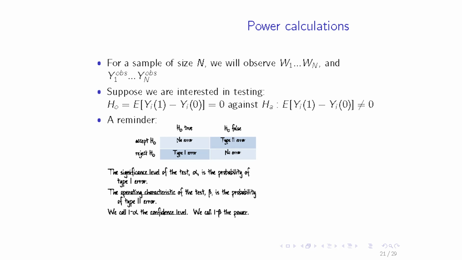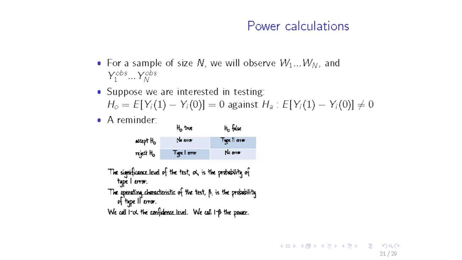So for a sample size of n, what we are going to be observing is a treatment allocation for our n observations and the observed outcome. And of course, in order to do power calculations, we must say what hypothesis we are interested in testing. For the rest of today, I'm going to assume that we are interested in testing the Neyman hypothesis. So the Neyman hypothesis is H0, that the average treatment effect is 0, against the alternative that it's not 0.